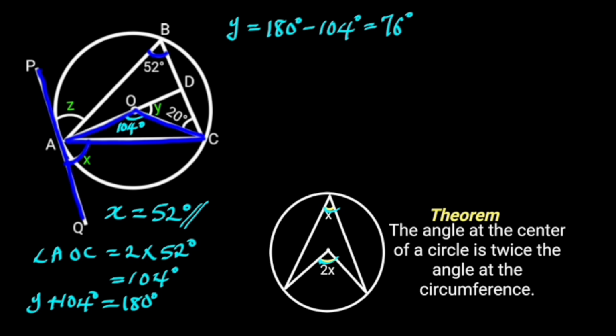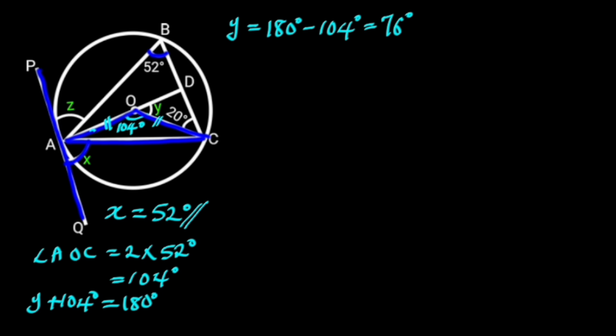Next, let's consider triangle AOC. In triangle AOC, line OA is equal to line OC. Reason. Both are radii of the circle. Since both sides are equal, it follows that triangle AOC is isosceles. So, angle OAC is equal to angle OCA. Reason. Base angles of an isosceles triangle are equal.